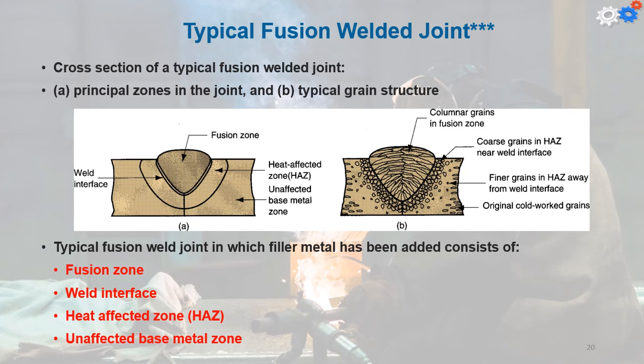Each one of these areas has been subjected to a different temperature. Some of them have changed phase from liquid to solid. Thus, the grain structure of every zone is different from the others.